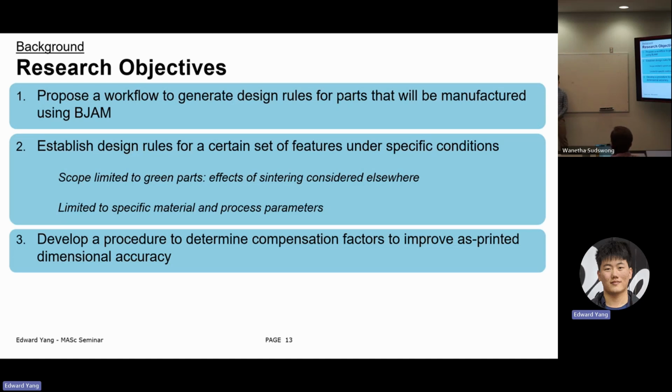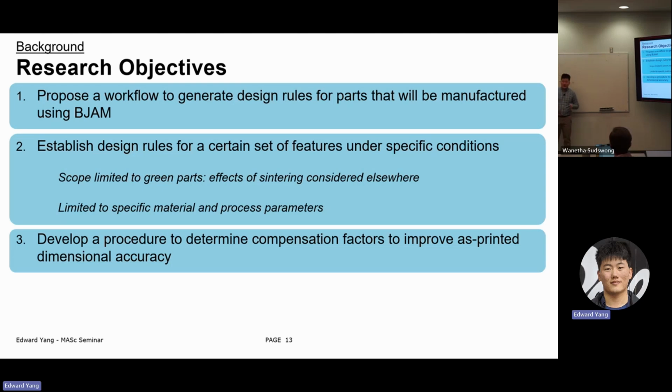So the first is I want to propose a workflow to be able to generate these design rules for binder jetting. Secondly, I want to establish these design rules using this procedure for a specific set of features under certain conditions. So for my thesis, I focused on the green parts, so the parts after they've been printed and cured, but before they've undergone further post-processing to become fully dense metal parts.